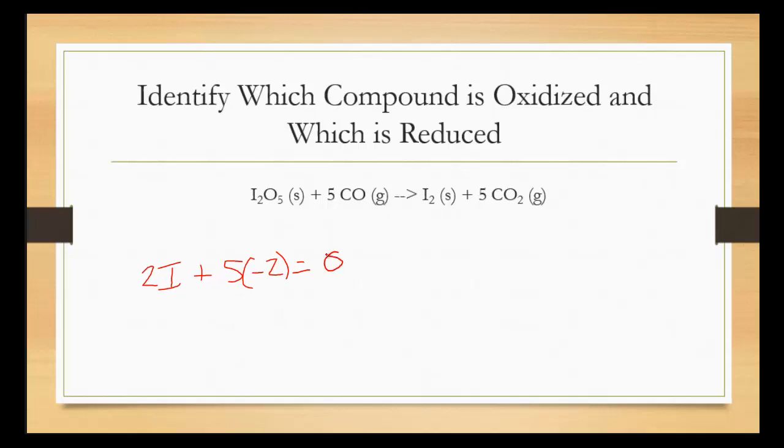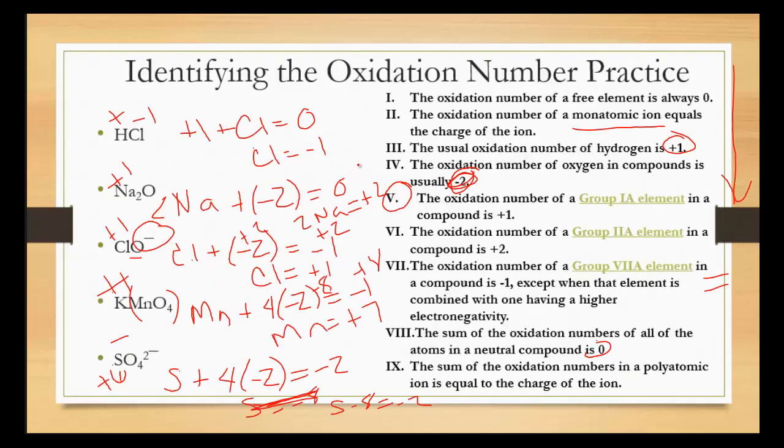So 2 iodine minus 10 is equal to 0. Rearrange that, and we find out that I is a +5, and oxygen is a -2. For CO, oxygens are -2 because of that rule, which to balance that out, carbon must be a +2. Iodine is I2. It's a free element, so that means it's 0.